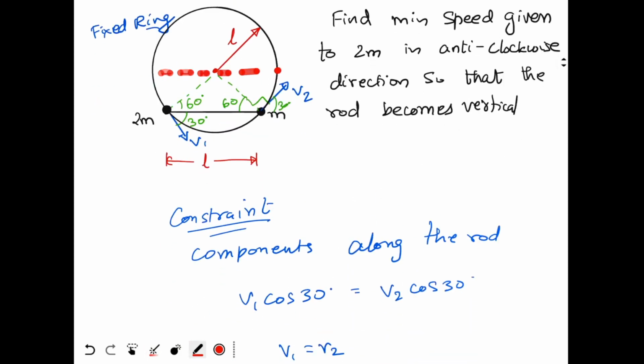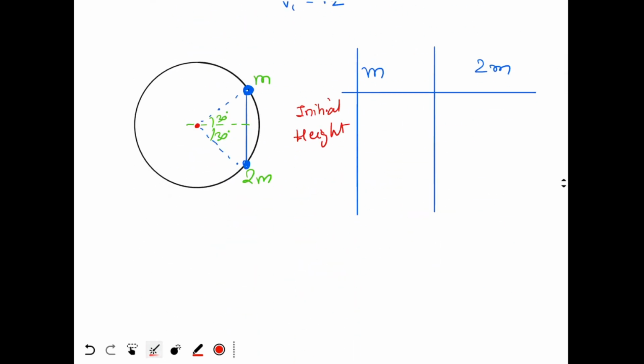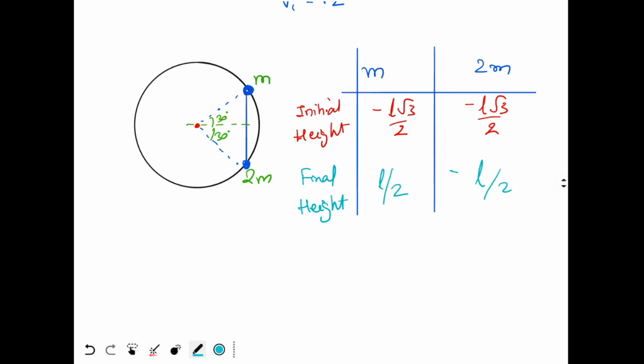Let's draw the horizontal over here. Okay. So this angle is 60. This will be also 60. This will be also 60. So initial height is how much? L sine 60 below the center. Or I could write down minus L sine 60, right? So minus L root 3 by 2, minus L root 3 by 2. Final height is how much? Finally, m is L sine 30, that is L by 2 above the center. 2m is L by 2 below the center. Correct? 2m is L by 2 below the center.